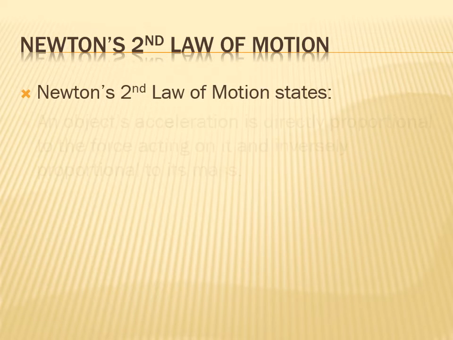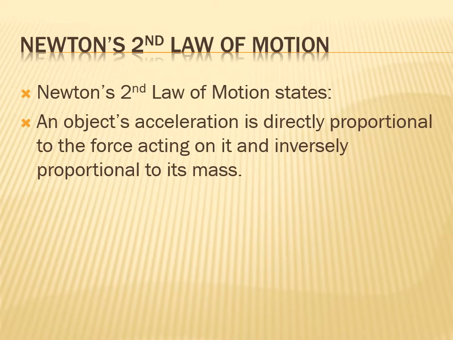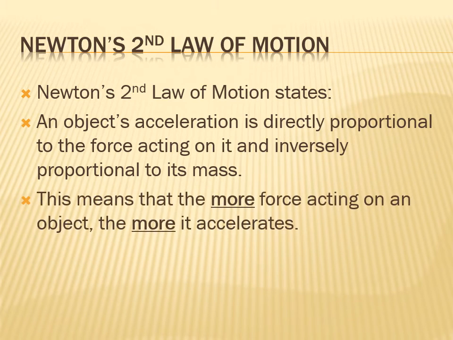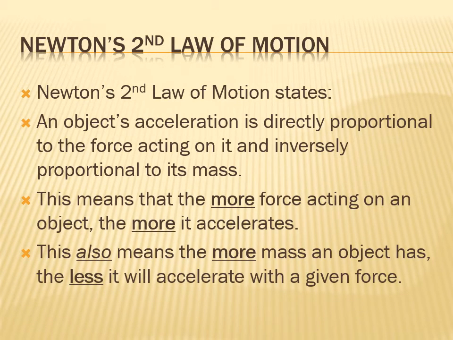Newton's second law of motion states that an object's acceleration is directly proportional to the force acting on it and inversely proportional to its mass. This is a fancy way of saying that more force will make it accelerate and more mass will make it accelerate less. So the more mass something has, the less it will accelerate with the same amount of force, and putting more force on something will make it accelerate more.